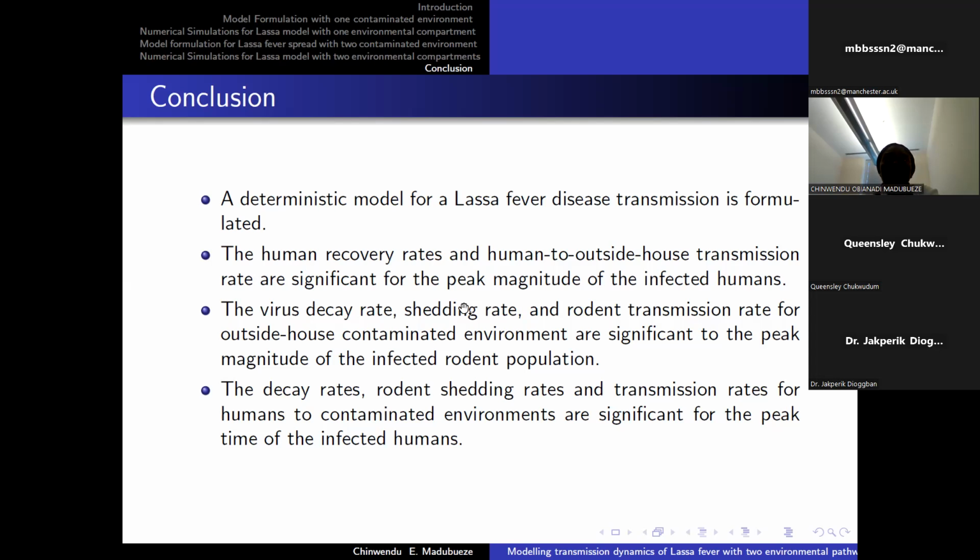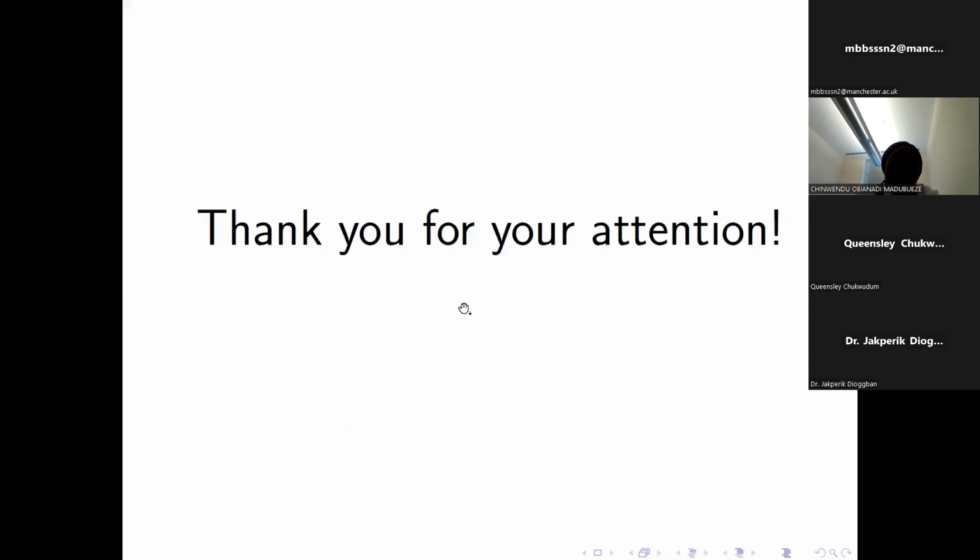These are the things that we have to implement this control to see how it can help stop this problem. So that is my presentation on my work. So thank you for your attention.